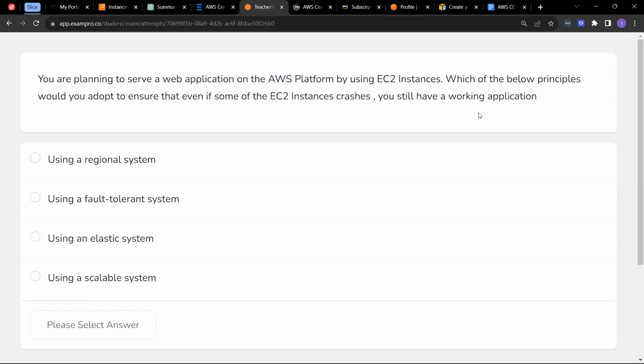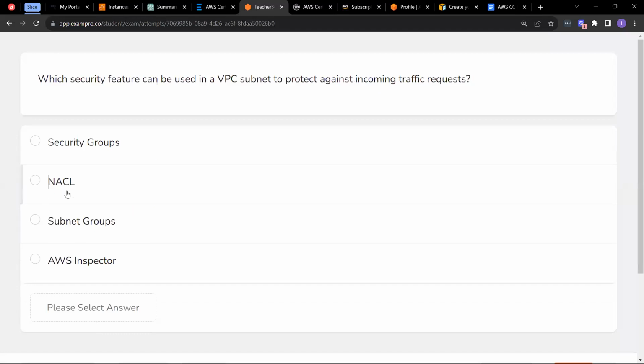So you are planning to serve a web application on the AWS platform by using EC2 instances. Which of the below principles would you adopt to ensure that even if some of the EC2 instances crash, you still have a working application? Fault tolerant. Okay, great. The way the answer is coming fast, I like it. So yes, fault tolerance. I mean, the rest of them kind of give themselves out.